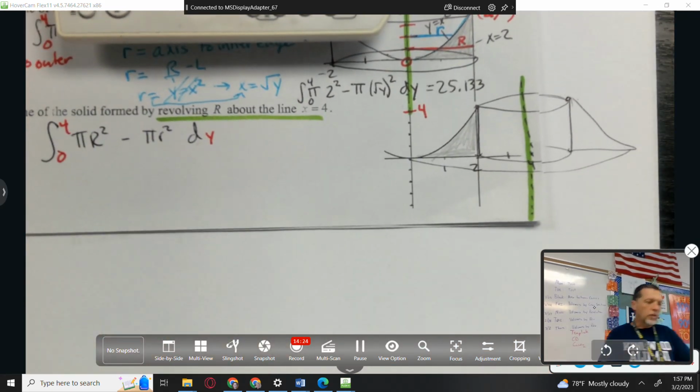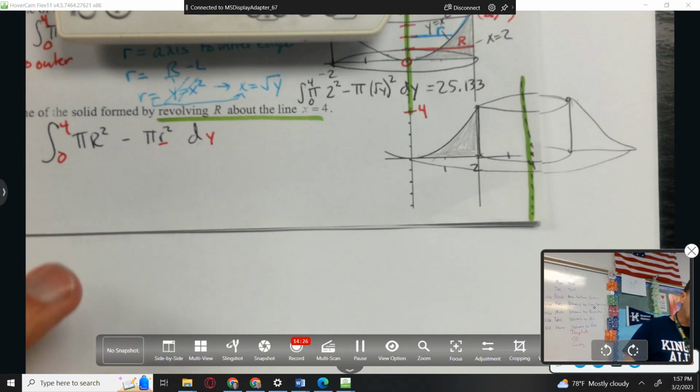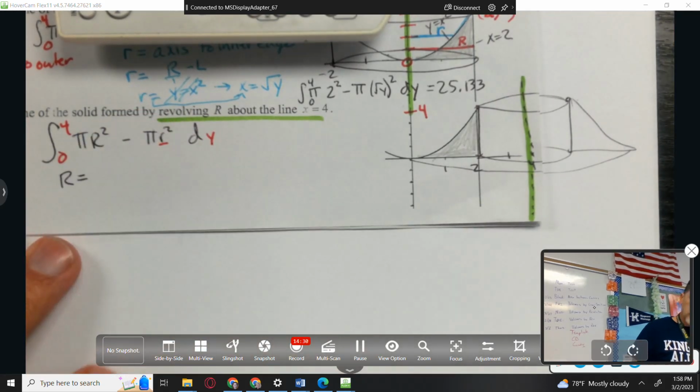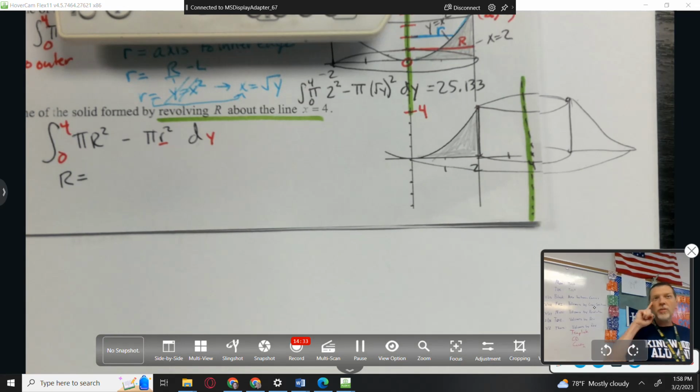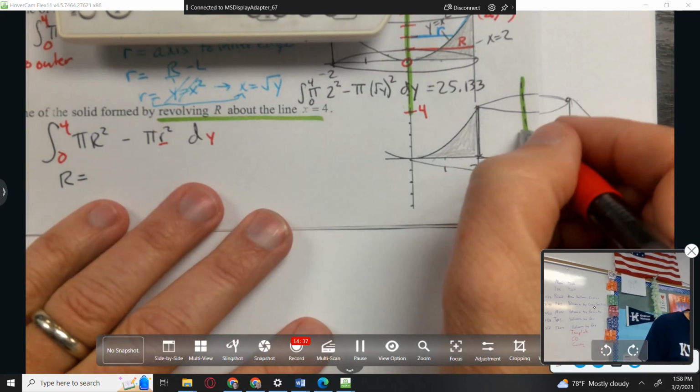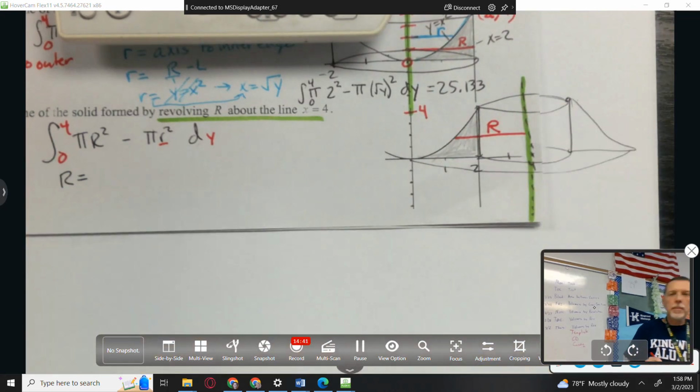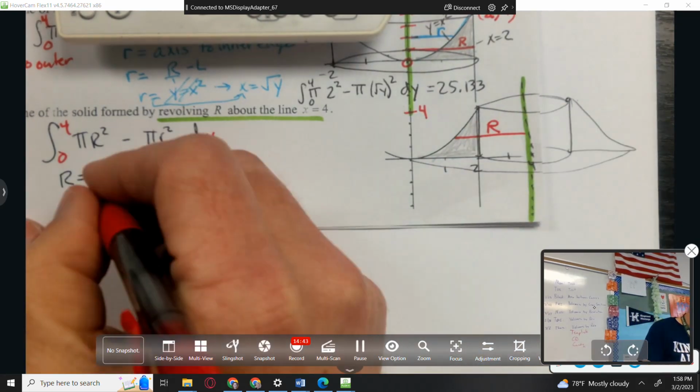Okay, so there is a little r on this one. Yeah, well, there was a little r on the last one. What's the big R, though? Big R, let me draw it first. It's always from axis to outer edge. From axis to outer edge. So there's big R. Axis to outer edge.